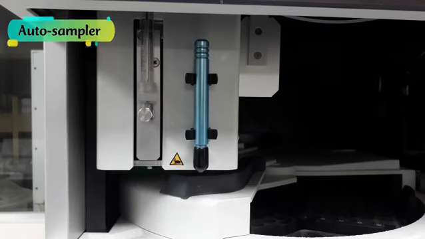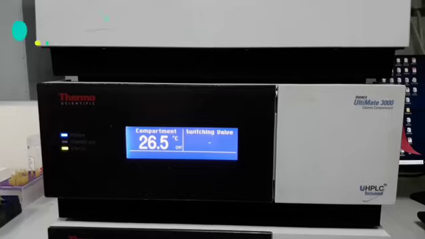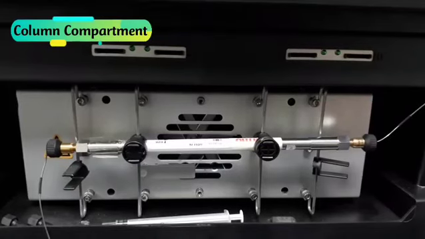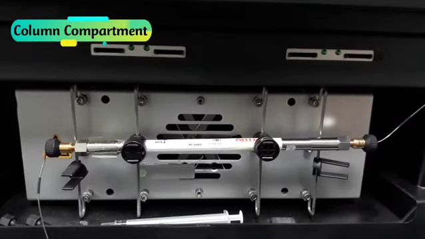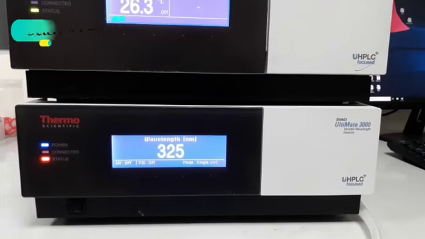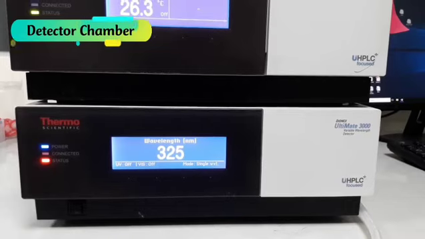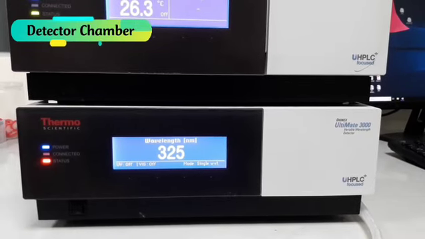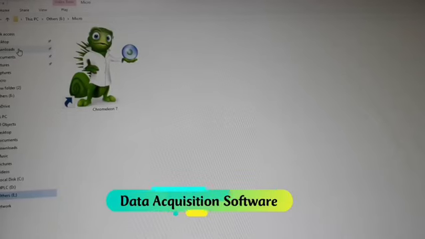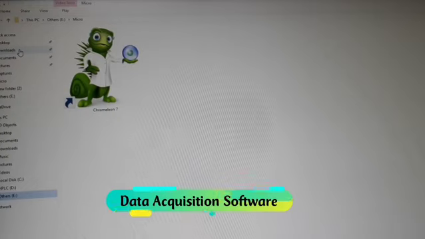Accuracy and sensitivity: it detects compounds even at very low concentrations, in the ppm to ppb range. Types: normal phase, reverse phase, ion exchange, size exclusion, and affinity HPLC. Uses of HPLC: it is mainly used in the pharmaceutical industry for drug purity testing, stability, and formulation studies.